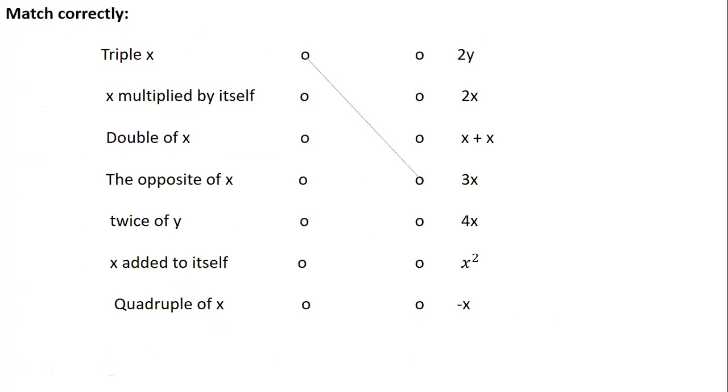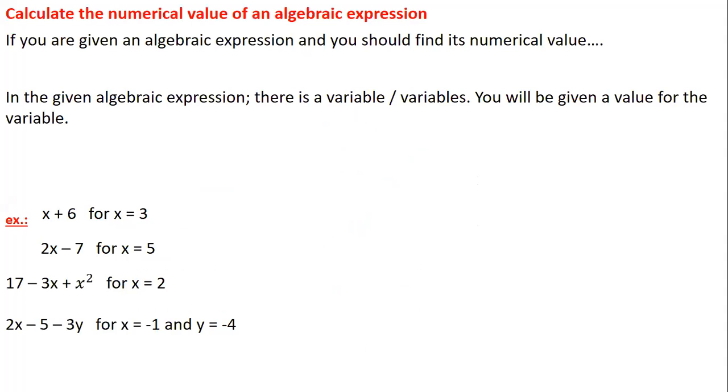Also, we solved this question. A triple x means 3x. X multiplied by itself means x times x, which means x squared. Double of x means 2x. The opposite of x is minus x. Twice of y means 2y. X added to itself means x plus x. Quadruple of x means x times 4, which is 4x. I said this exercise is very important.